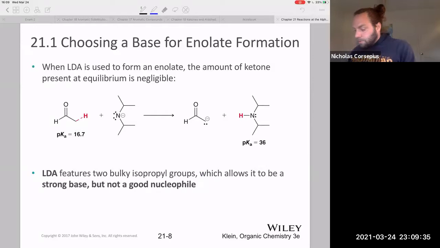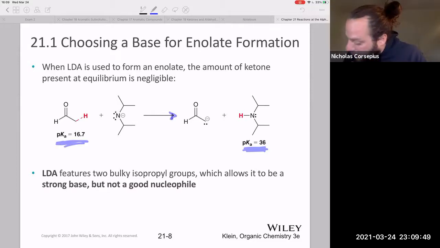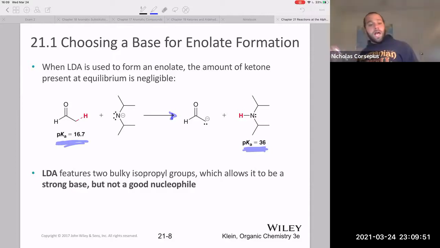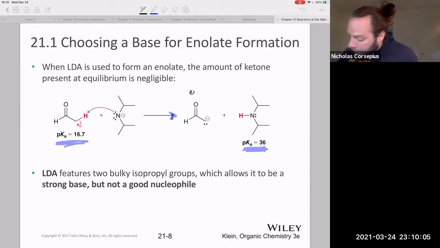So just so we can all make note, the pKa of the conjugate acid is going to be 36 compared to the pKa of our alpha hydrogen. So this is a reaction that will really favor the products. Hopefully we all have reaction mechanisms of acids and bases down, but just to go through that, the nitrogen of the amide ion will do the attacking, grabbing that hydrogen, and that pair of electrons will remain on that alpha carbon. And again, we call this an enolate ion.